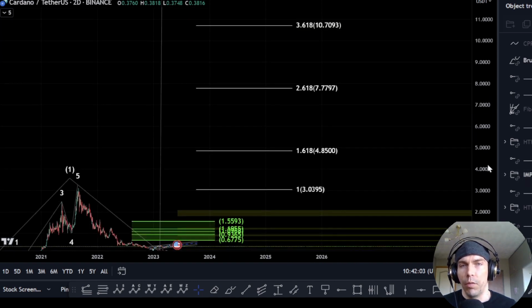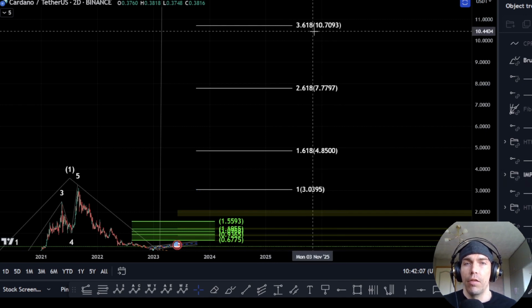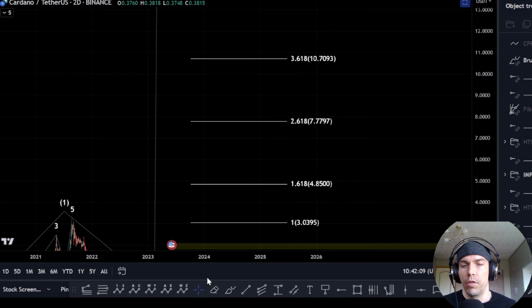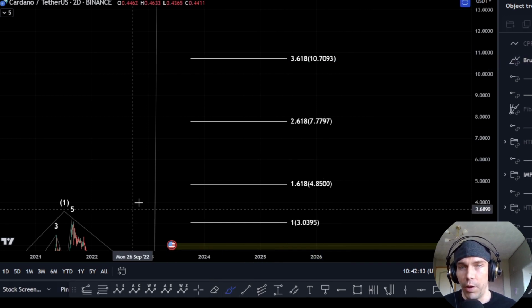Now, we also do have some other targets here, which would be this 2.618 at this $7.77 and this 3.618 up here at this $10.70. Now, this one would be quite an interesting zone to me if we do actually see this develop as an impulse.